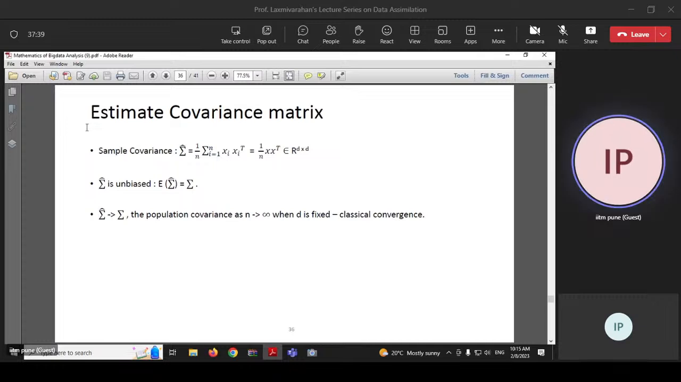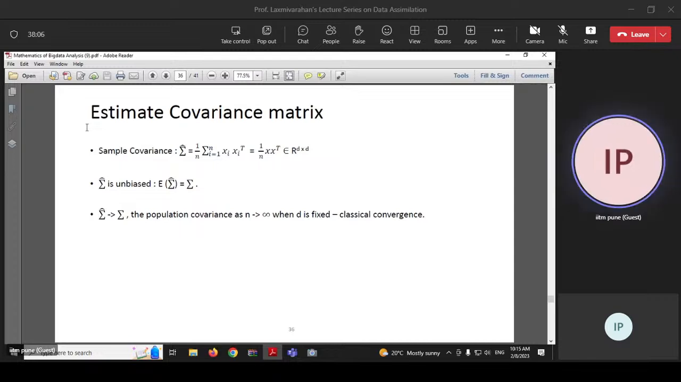But in general, we may not have infinite samples. And we are considering big data where D is not fixed, but D can be very large. Yesterday we saw that theory depends on the ratio between D and N. D is fixed, N goes to infinity, D over N goes to 0. D goes to infinity, N is fixed, D over N goes to infinity.